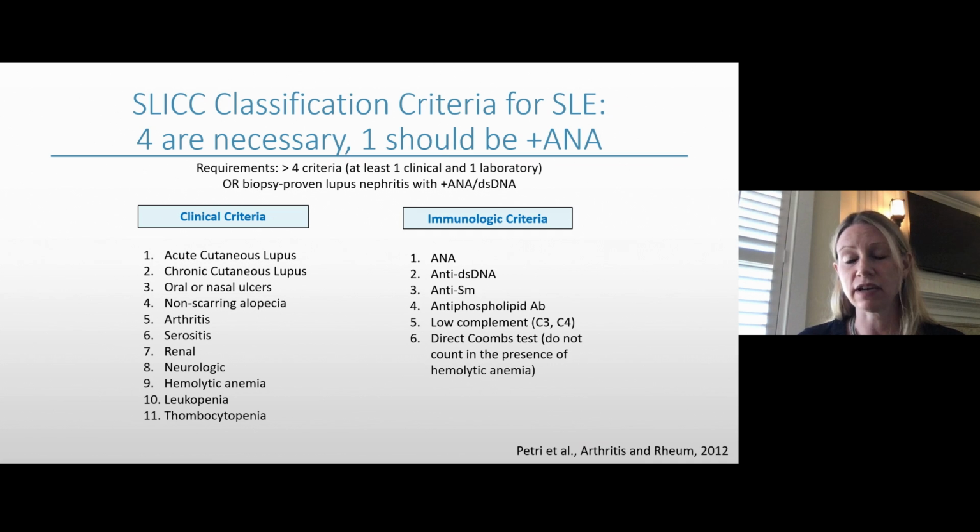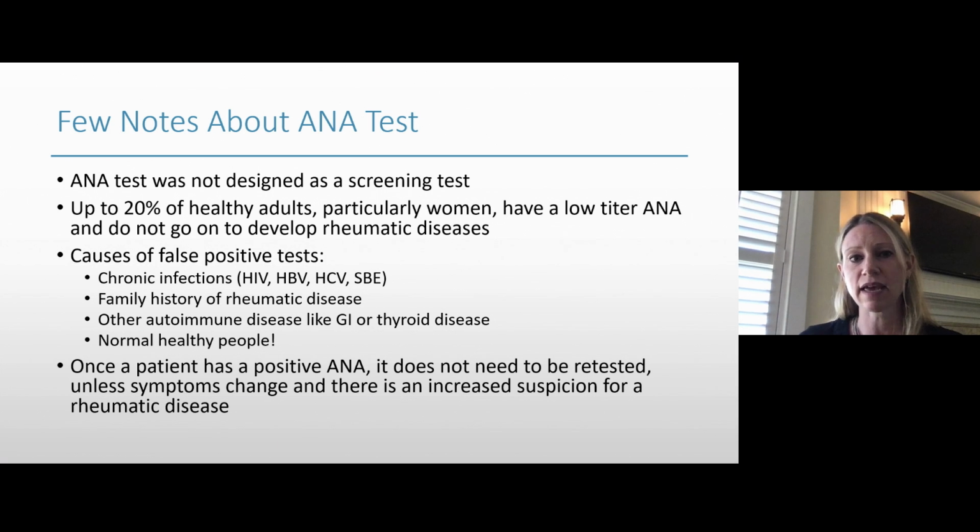And immunologic criteria includes the ANA, so the anti-nuclear antibody test, which we'll talk a little bit more about. And then also a group of tests called subserologies. So these are other specific anti-nuclear antibody tests that are more specific for lupus. This includes anti-double-stranded DNA, anti-Smith, and then antiphospholipid antibodies, low complements, and a direct Coombs test in the absence of hemolytic anemia. So a few notes about the ANA test.